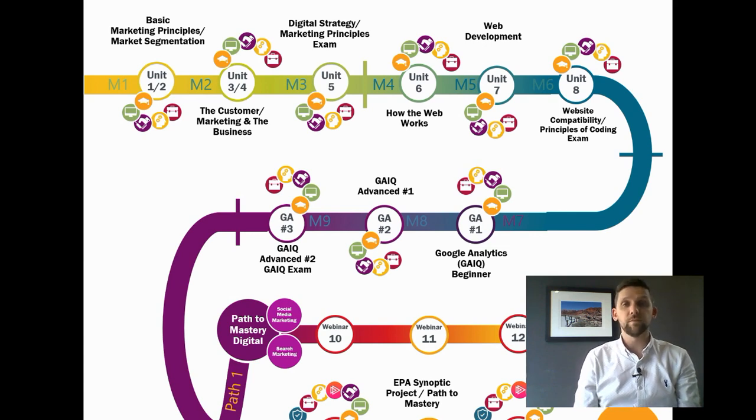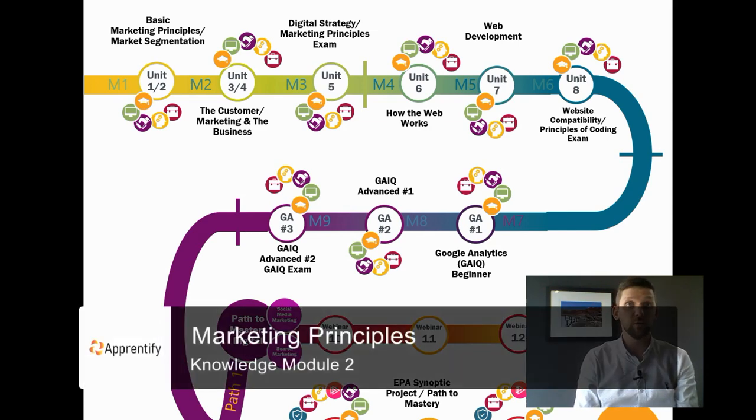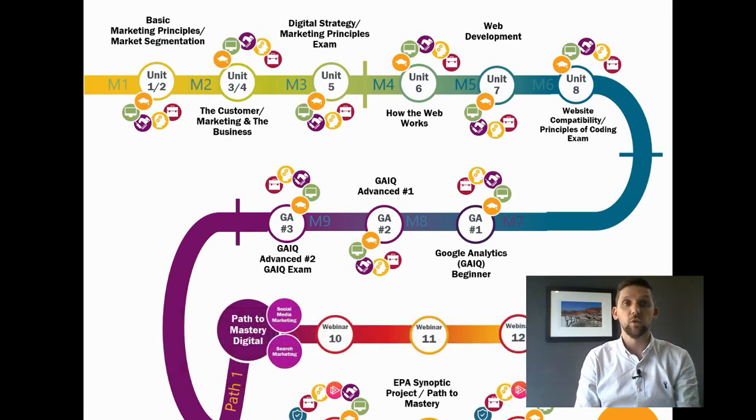The qualification is broken down into 4 quarters, roughly equating to 3 months in each quarter. Each quarter represents a knowledge module. So we start off with knowledge module 2, which is marketing principles. In knowledge module 2, there are 5 units, starting with unit 1 in month 1, which is basic marketing principles and also market segmentation.